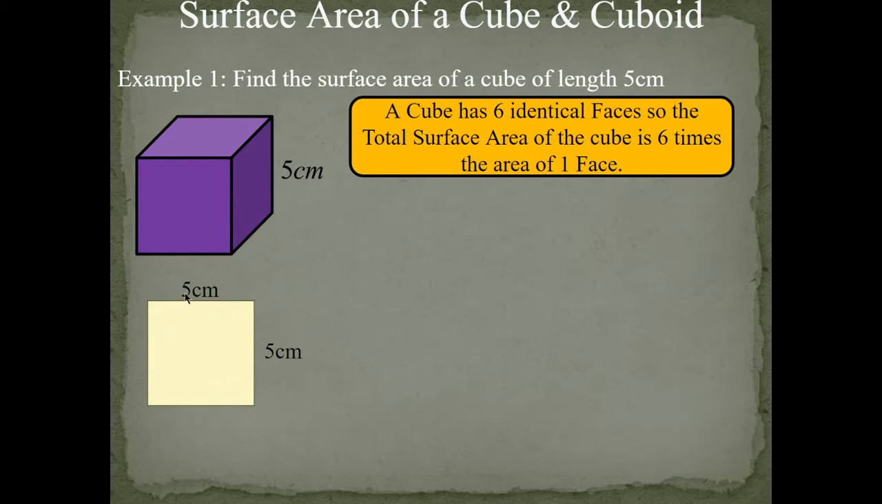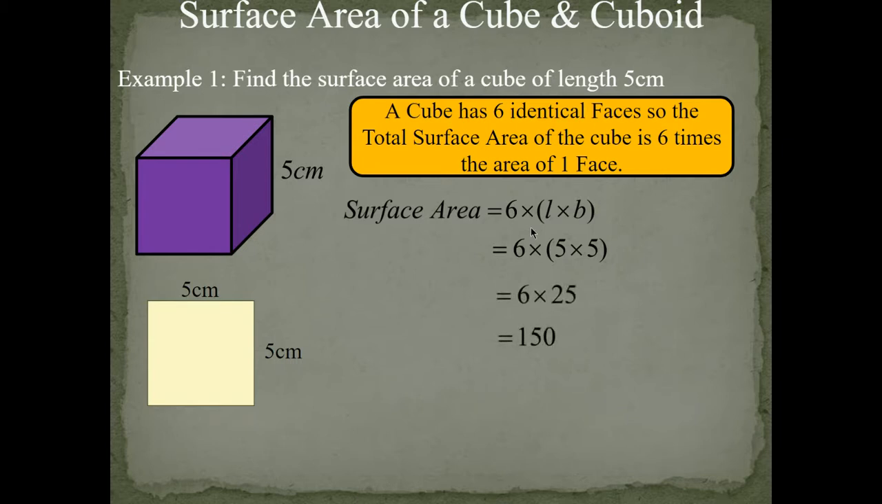It's a square 5 by 5. The formula for the area of a square is area equals length times breadth. So the surface area is going to be 6 of these length times breadths. The length's 5, the breadth is 5. 5 times 5 is 25. 6 times 25 is 150. We're working with a length of centimetres, so our answer has to be in square centimetres for the area.